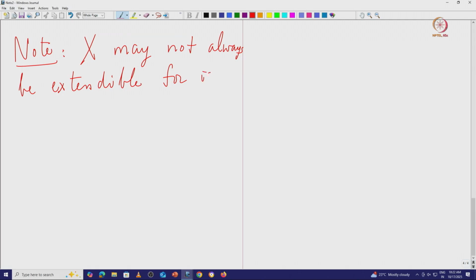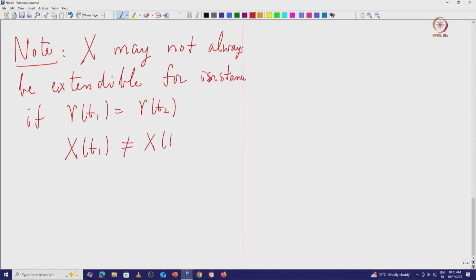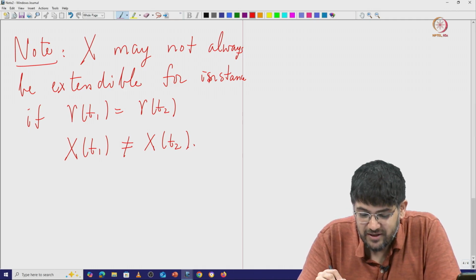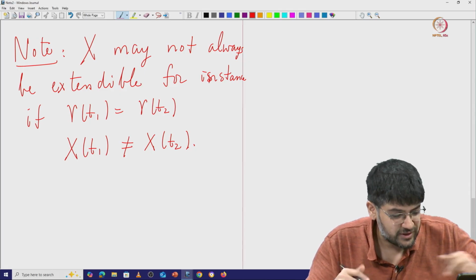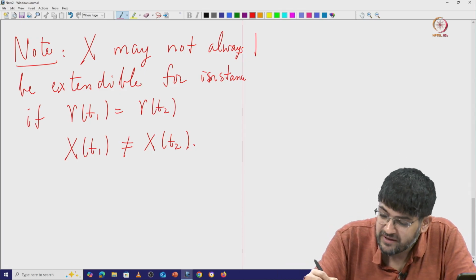For instance, as I alluded to before, if gamma has a self intersection, so there are some times t1, t2 for which gamma of t1 is equal to gamma of t2, and suppose x of t1 is not equal to x of t2, then obviously x is not extendable, right? So this is also something to keep in mind.